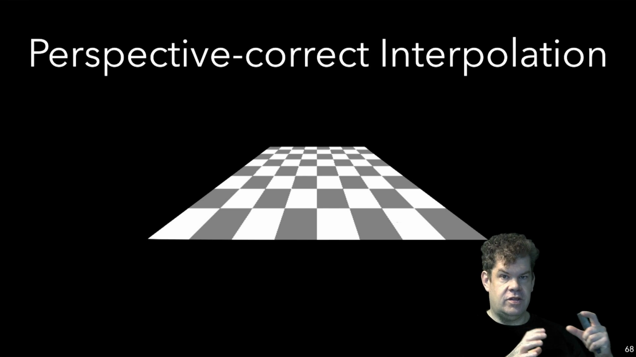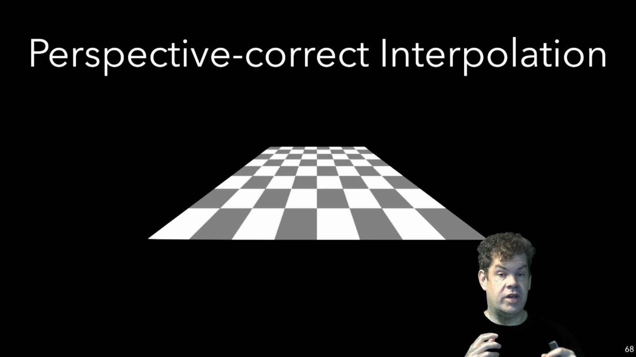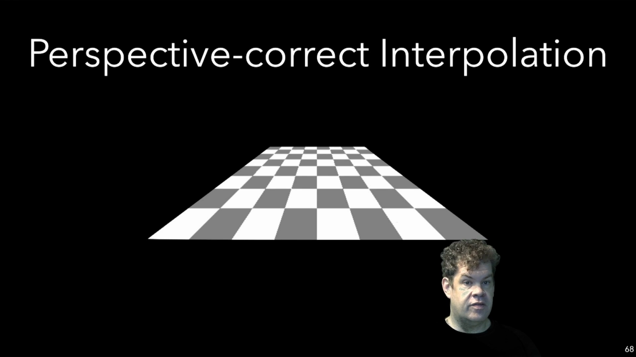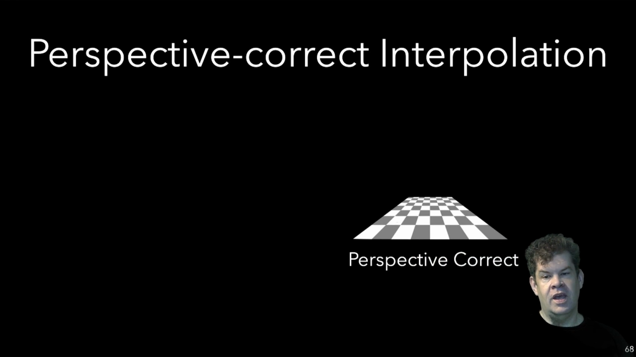So if I would apply a checkerboard pattern as a texture to this object, I would do texture coordinate interpolation and then a texture lookup. You would expect this to look about like this here. So this is perspective correct. So this is accurate.